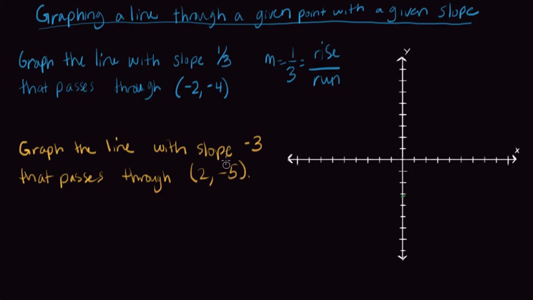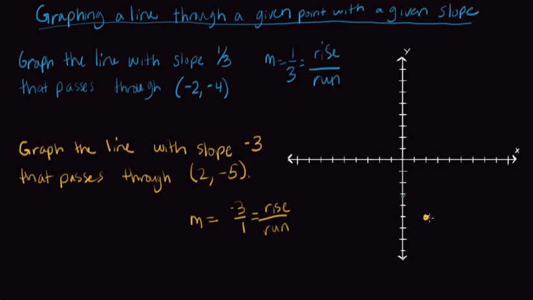All right, so we're gonna again find the point that we need to start with. So the point we need to start with is 2, -5. So that means that we go over 2 to the right and we go down 5. So that should be right about here. And then remember that the slope here is -3, which we can write as -3 over 1, so that we have our rise and our run.